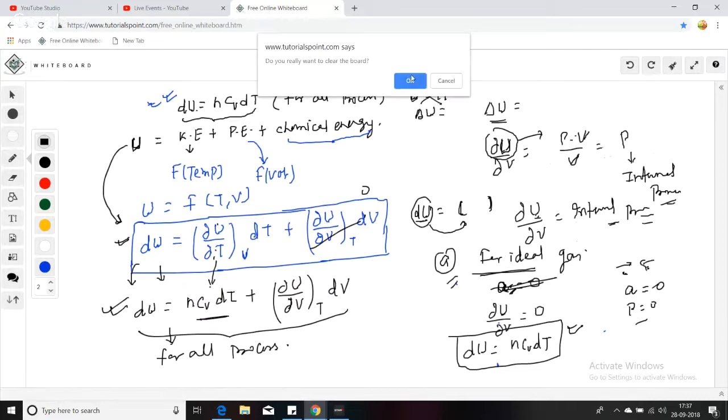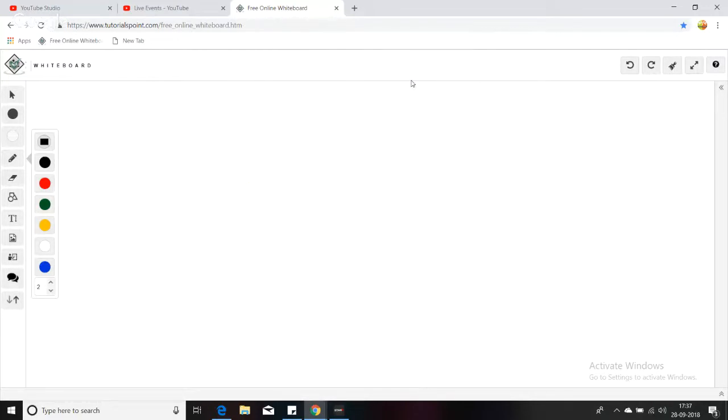Okay, one more thing we have to discuss here. The bottom line of all this story is what? dU equals nCv dT. You can apply it whether volume is constant or not. We don't have to do anything with the volume over here. For an ideal gas, for a rigid container, we can always apply dU equals nCv dT, whether the volume is constant or not.